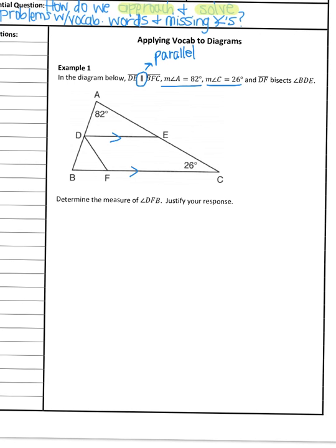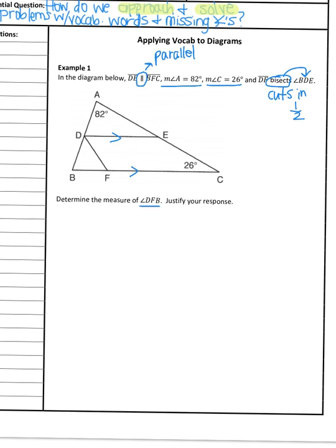And DF bisects angle BDE, which means that it cuts it in half. Okay, so it actually creates two congruent angles. So DF is bisecting angle BDE. Okay, so our problem down here says determine the measure of angle DFB.